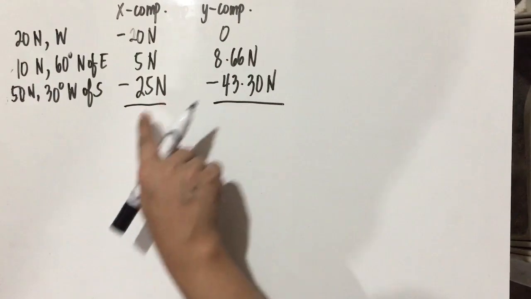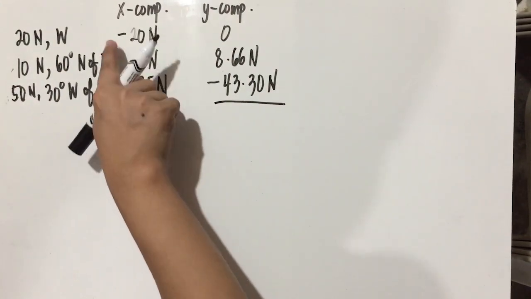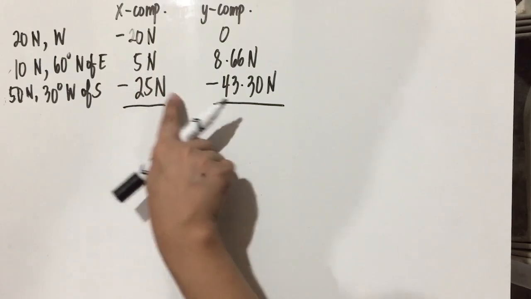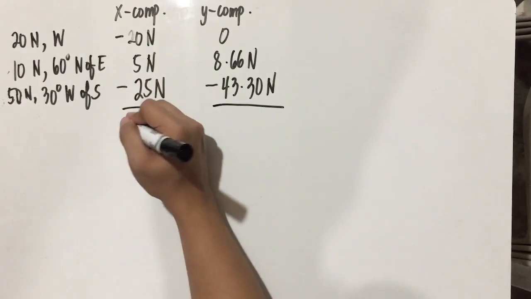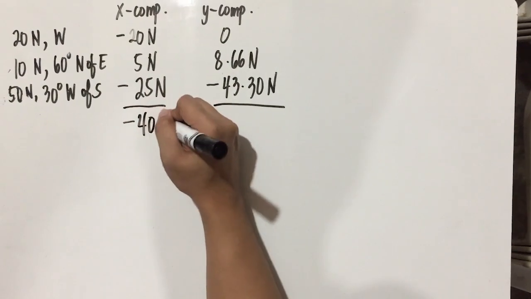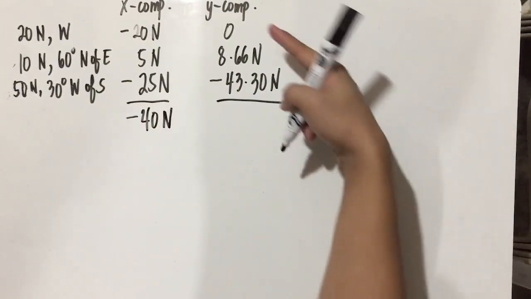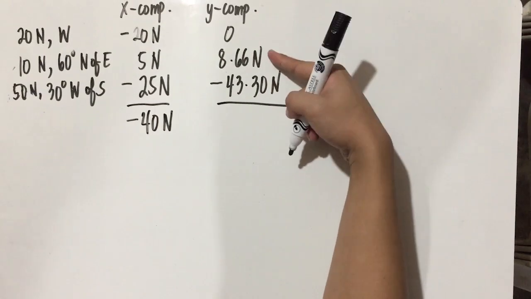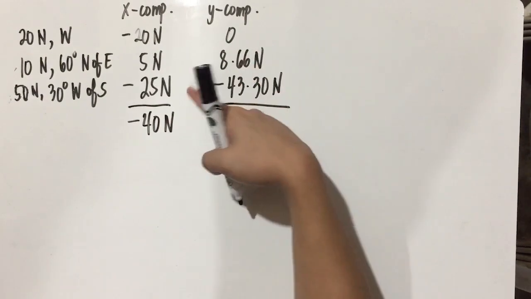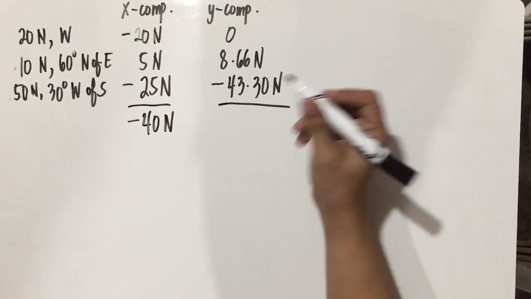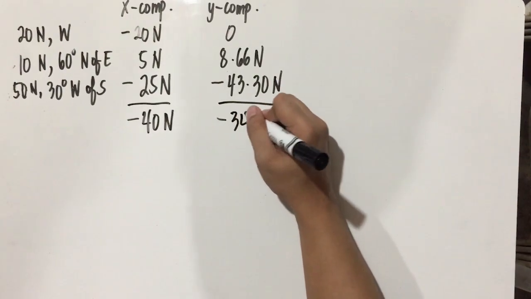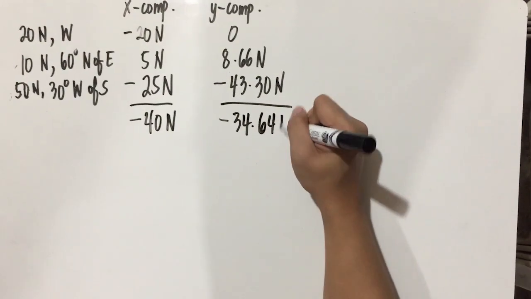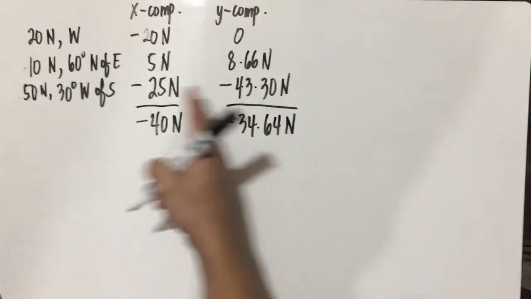Now we have to add the values for the x component algebraically. That gives us an answer which is negative 40 newtons. Now do the same for the y component, add it algebraically, and that will be used later for the magnitude of the resultant vector. The summation of the y component is negative 34.64 newtons.